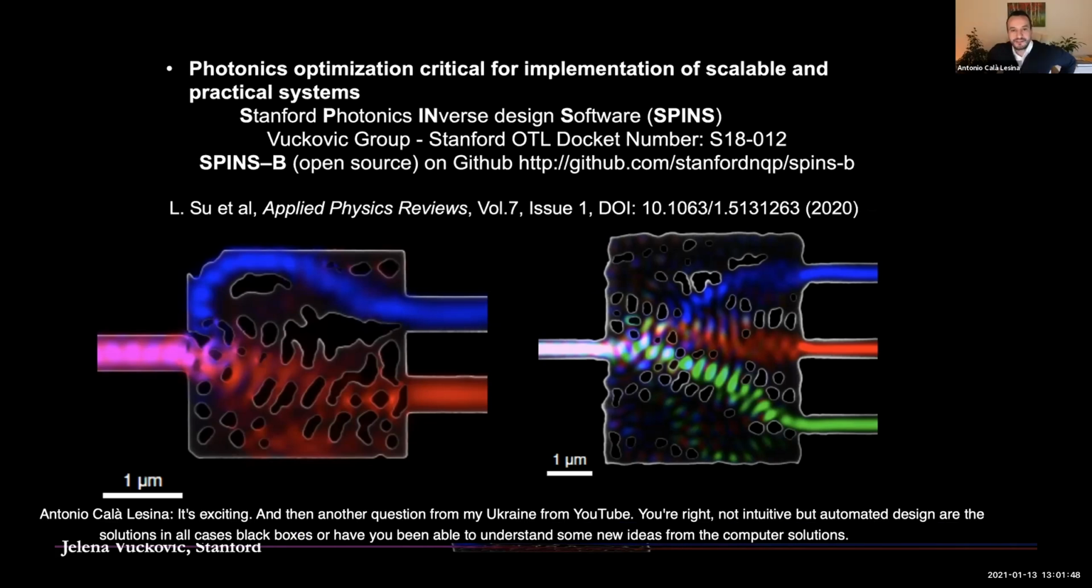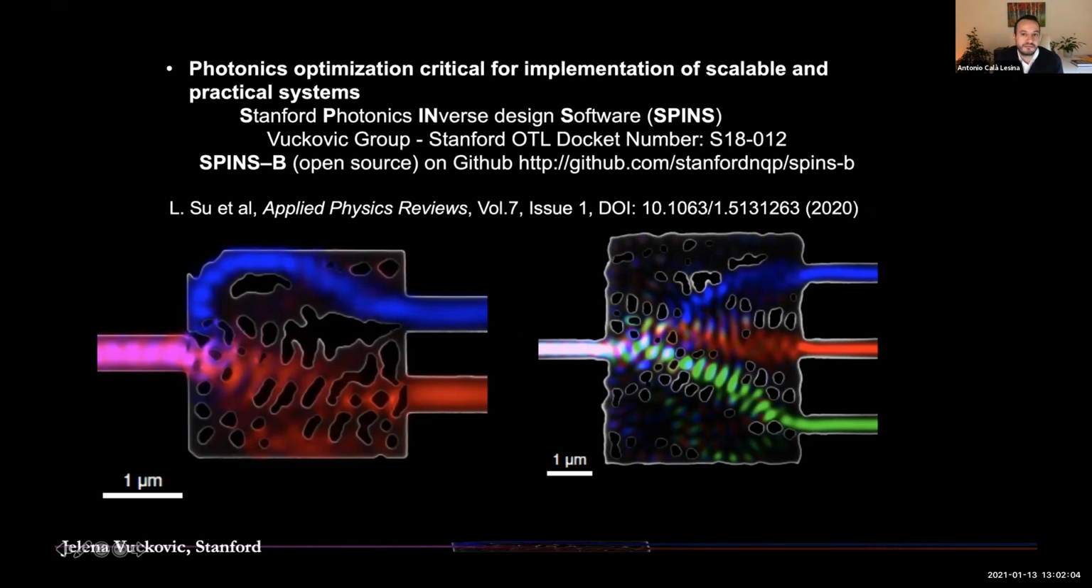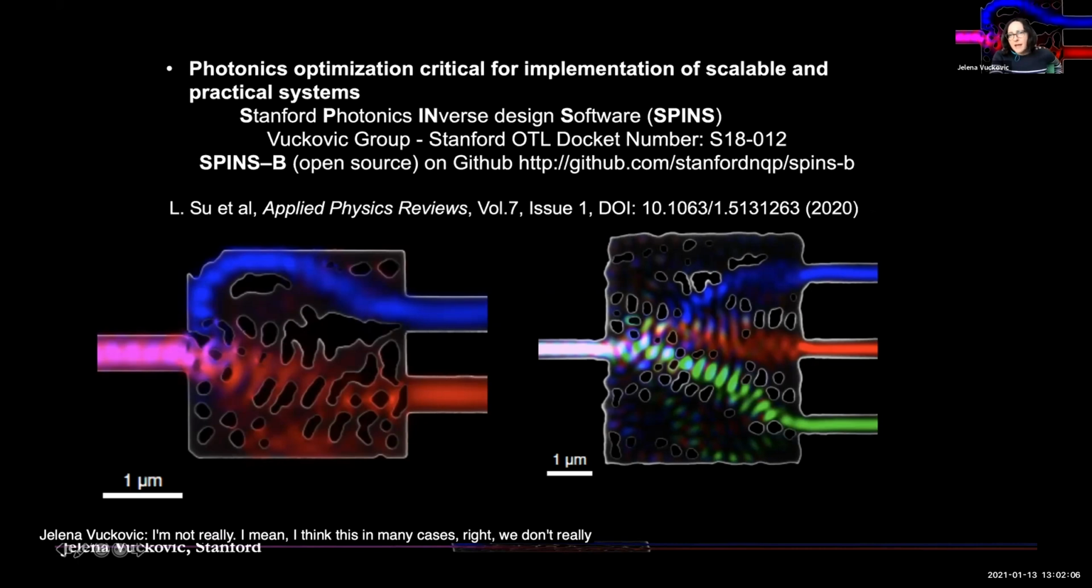Yeah, that's exciting too. And then another question from Mario Crane from YouTube. You write non-intuitive but automated design. Are the solutions in all cases black boxes, or have you been able to understand some new ideas from the computer solutions? Not really. I think in many cases we don't really try to explain why things work a certain way. But if you look at a particular solution, including these wavelength splitters, you can always explain why they work the way they work, right?